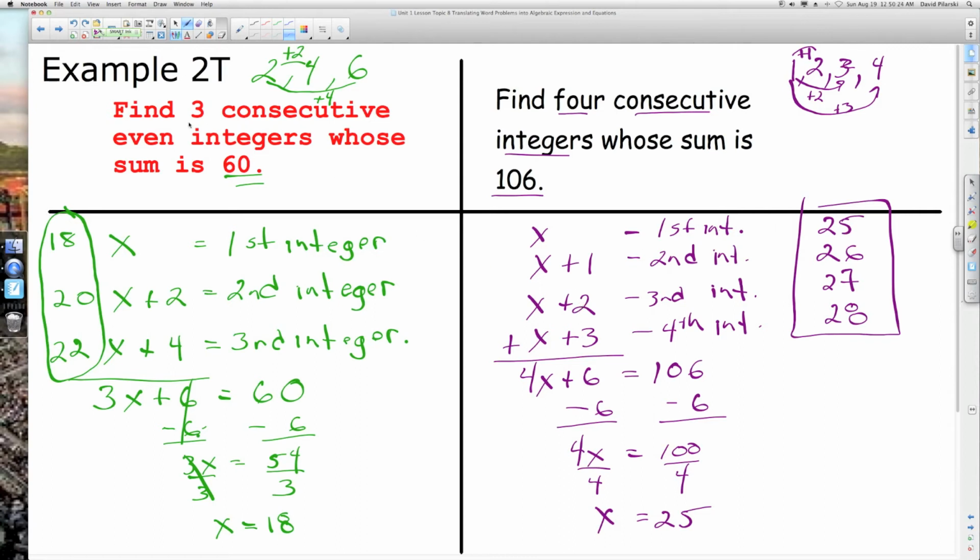Now, one thing I want to say is that even integer problems are the same as odd integer problems. So if you encounter an odd integer problem, they're set up the same way: x, x plus 2, and x plus 4. So go ahead and try your examples and have those ready for class.